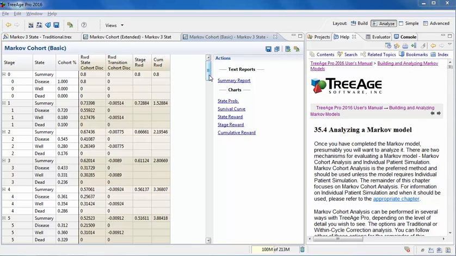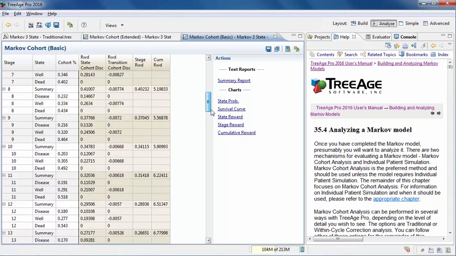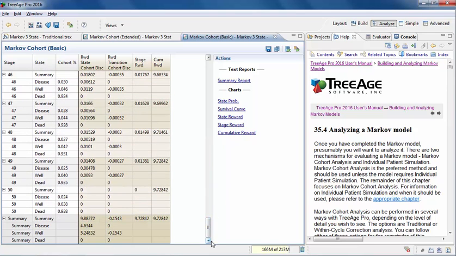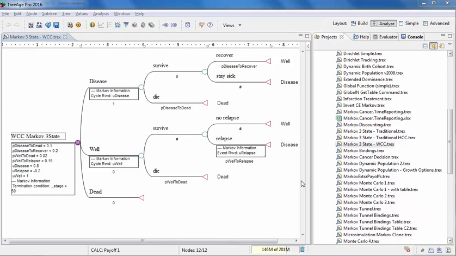As with the extended report, scrolling to the bottom will provide a summary of the source of all rewards in the model. In a cost-effectiveness model, we'd expect to see the expected values for cost and effectiveness to use in a cost-effectiveness analysis. Separate groupings and columns would be presented for each of the active payoffs. Here we only have one group of payoffs for utilities, but we would usually have two groupings, one for cost, one for effectiveness. Another new feature is a new algorithm for Markov Cohort Analysis called Within-Cycle Correction.